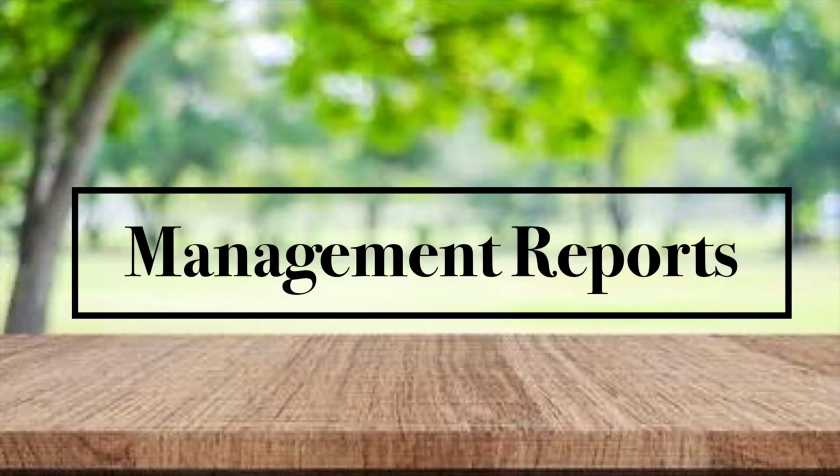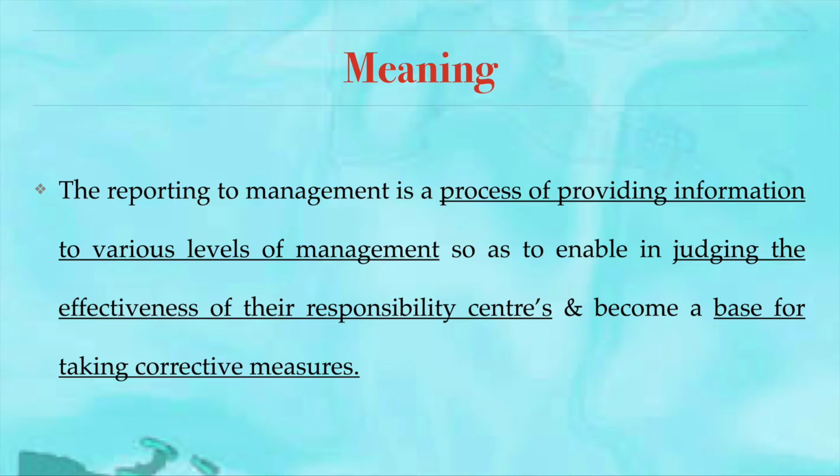Next topic is management report. Thus far we have understood what is management information, what are the types of decision making, and what are the sources of information. Let's understand the meaning of management reporting. Management reporting is a process of providing information at various levels of management. As we just read, when you're providing information, it is meant for all the levels of management.